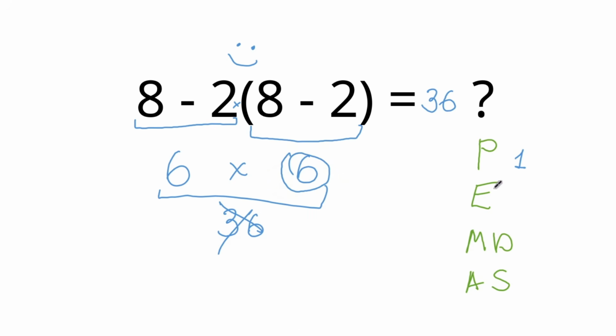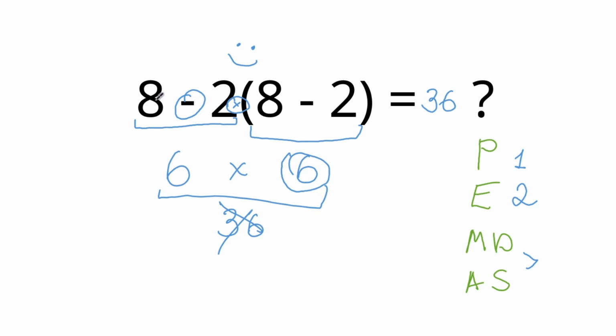Next one is exponents. Here we don't have any, but if we had, they must be done in the second place. Then we have multiplication and division. So we see here that we have one multiplication, but we don't have division. But in PEMDAS, multiplication and division have higher priority over addition and subtraction. Here we can see we have one subtraction. Therefore, we must do multiplication first.